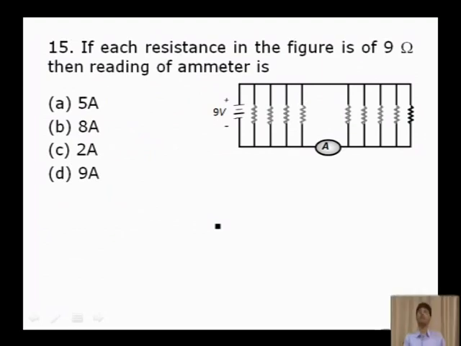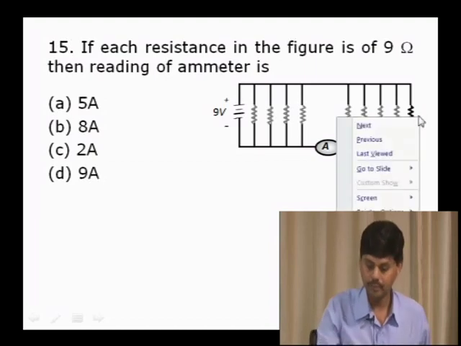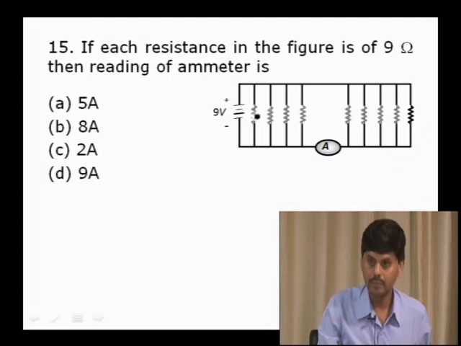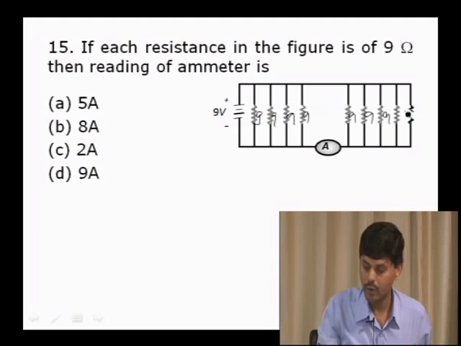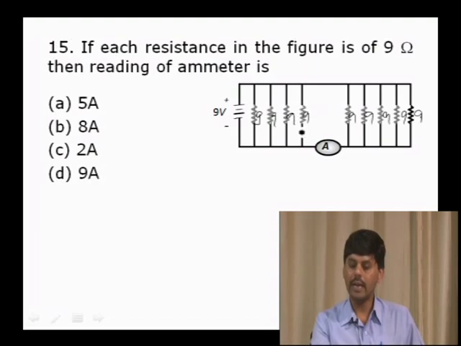Question number 15. If each resistance in the figure is 9 ohm, then the reading of the ammeter is: option A 5 ampere, option B 8 ampere, option C 2 ampere, option D 9 ampere. Okay. See, all the resistors in the circuit are 9 ohm. All the resistors having 9 ohm are connected in parallel.